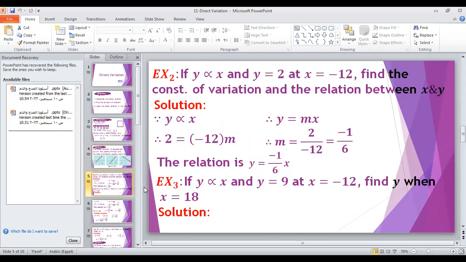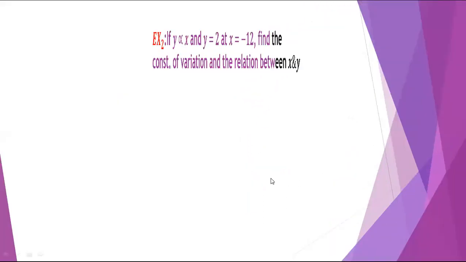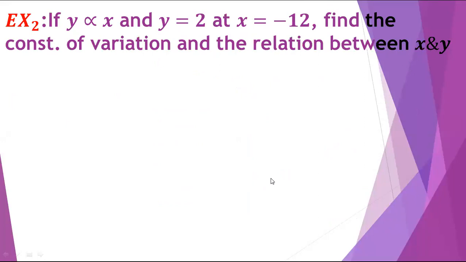Okay. Example number two. If y varies directly as x and y equals 2 at x equals negative 12, we also know each point on the straight line is represented by an ordered pair x and y. In the given, y equals 2 at x equals negative 12. Find the constant of variation and the relation between x and y.